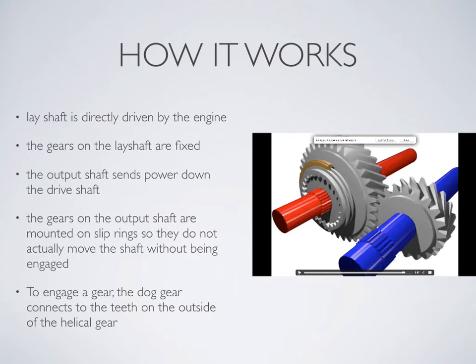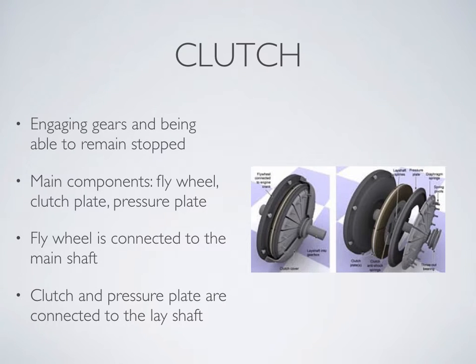Okay, so the next major component is the clutch. So what does the clutch do? The clutch disengages the lay shaft from the engine, so you can change gear or come to a stop and not have your wheels turn, which is very useful.